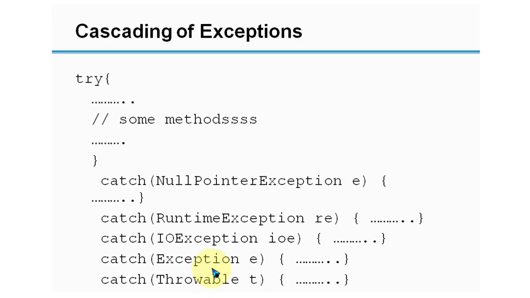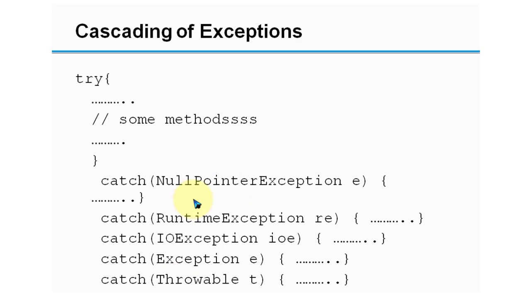Exception is a super class for both checked and runtime errors. IOException is a checked exception. RuntimeException is the runtime exception, that is an unchecked exception. NullPointerException is also an unchecked exception.